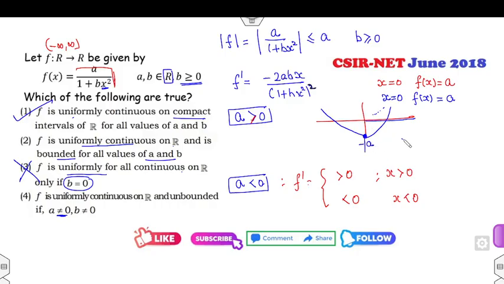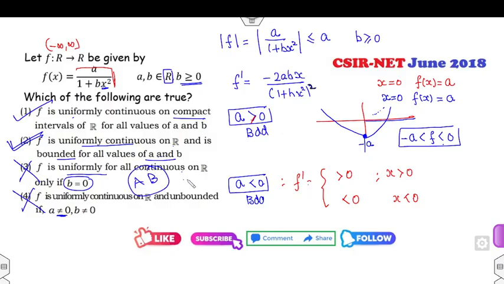So in that case, the value of the function will be this case. And you can see in this case the function is bounded. In this case, the function is bounded. That means the function is bounded for all values of a and b. It is not true for non-zero. So the right answer is: A and B are right.